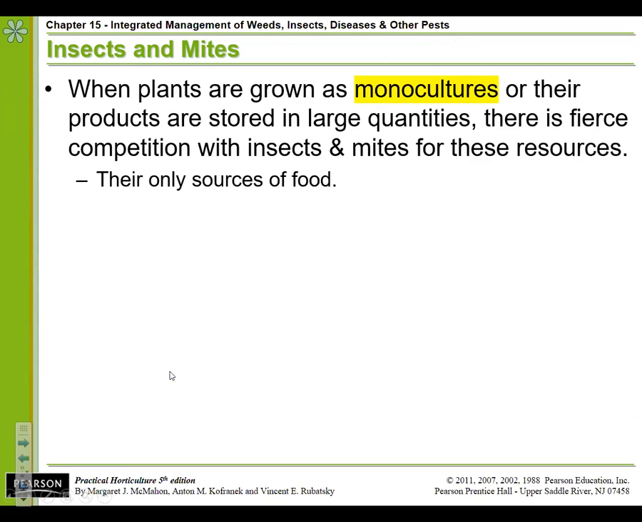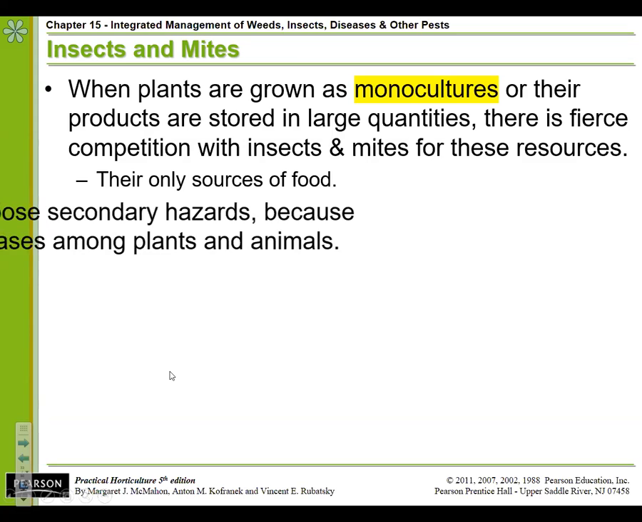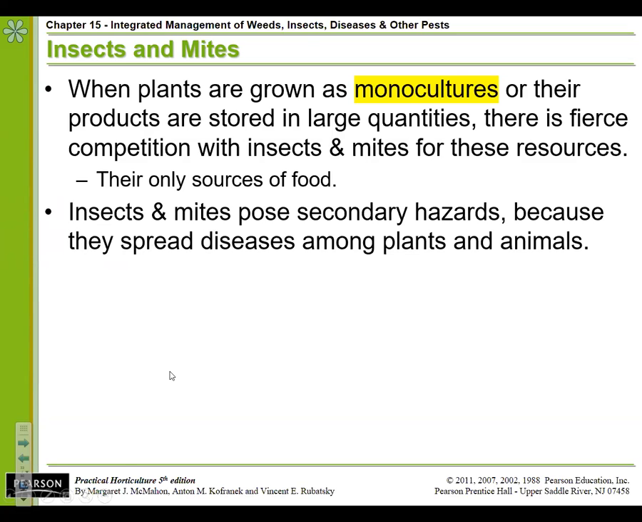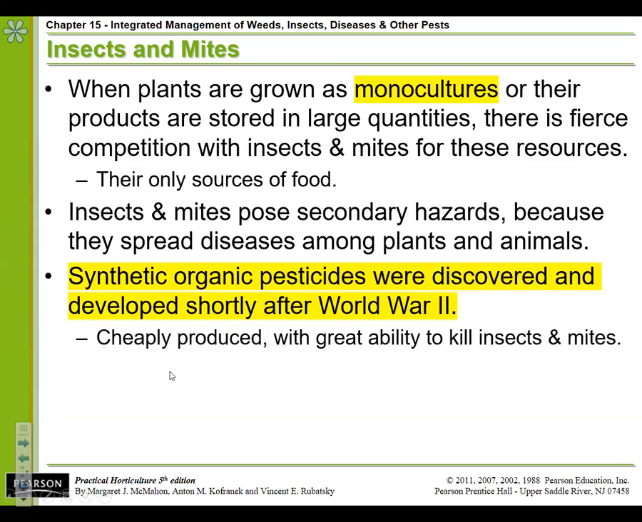Moving from weeds to insects and mites, the arthropod pests. One of the big things here is diversity. When we're growing crops as a monoculture, just one crop in a field, there's so much of that crop available that the insects and mites basically have a buffet there, and they're going to go hog wild eating these plants unless you're using some insect control method.